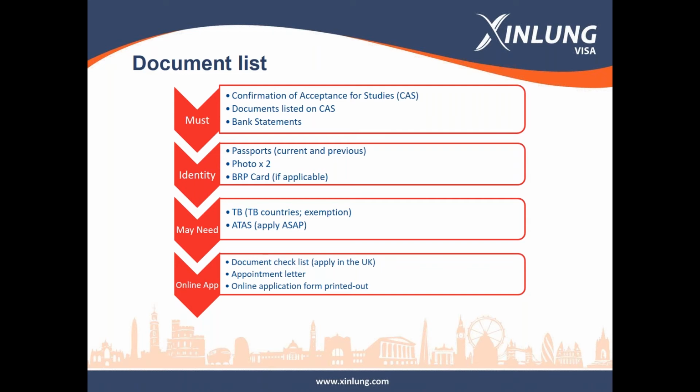Okay, the third tier is not really optional. It depends on who you are and where you're applying from. For example, the TB, tuberculosis test. The Home Office has a list of countries. If you are applying from these countries, you must have your TB checked by approved clinics or hospitals. We will come to that later during our presentation. And the ATAS, this depends on what subject you study. We'll talk about ATAS later during the presentation.